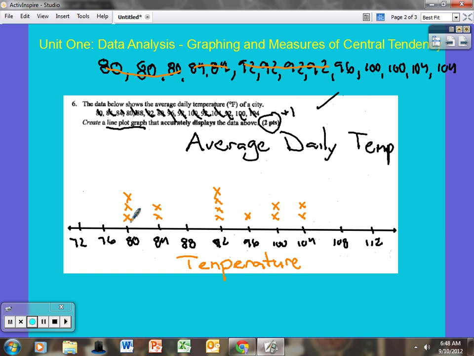Let's see, 1, 2, 3, 4, 5, 6, 7, 8, 9, 10, 11, 12, 13, 14. 14 pieces of data, 14 pieces of data plotted. I'm good to go. Alright, I get my second point because I created the line plot.